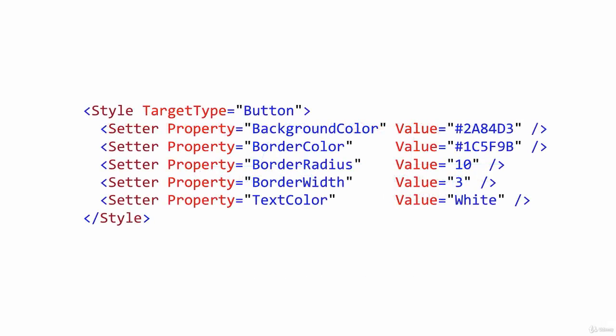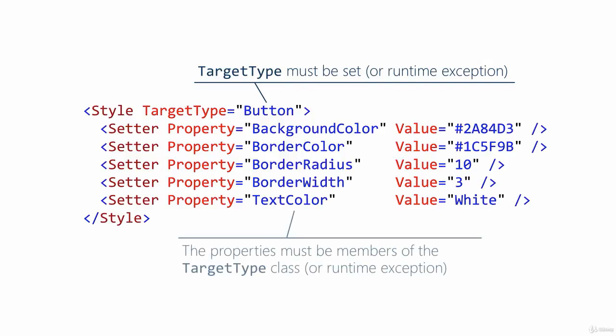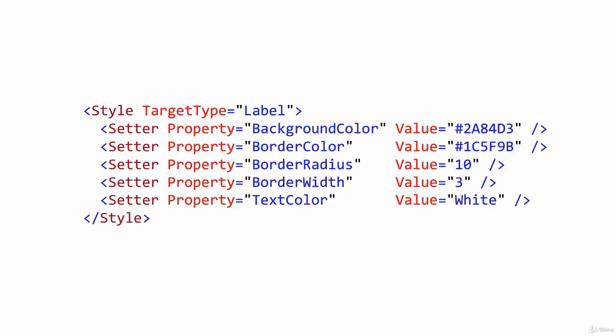Here we have a style that we can use with a button. Notice that we have a setter for each of the 5 properties that were repeated in the 2 buttons from the earlier example. The style must be targeted at a specific type of UI view. The properties in the style must be part of that view type. For example, all of the properties shown above are a part of the button class. We would not be able to use the same style we created for buttons in a label because that class does not include the border color, border radius, or border width properties.